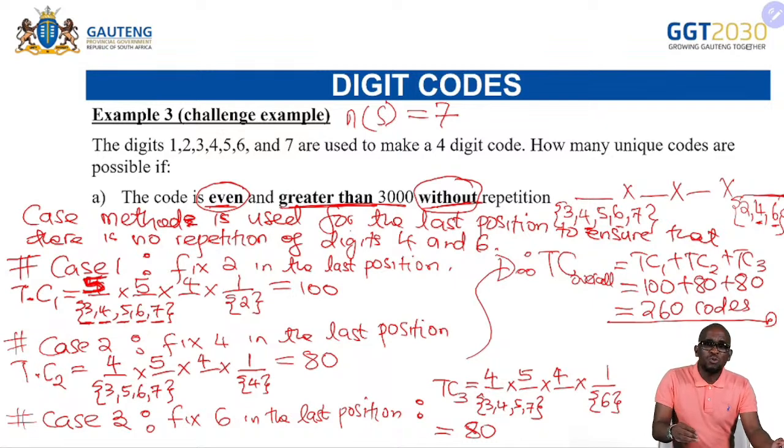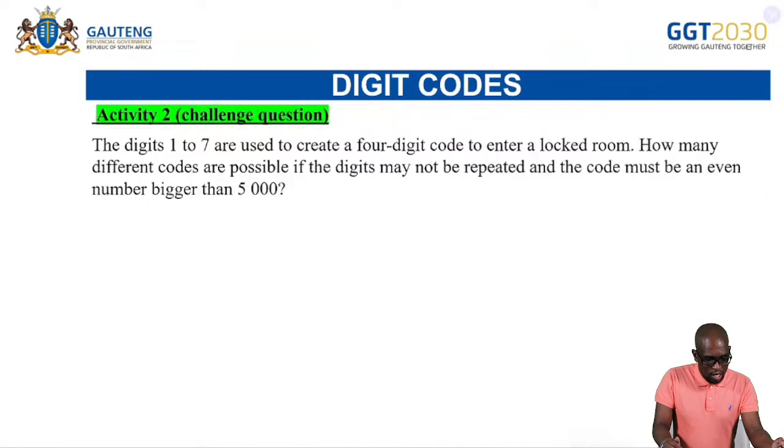Right, let us see whether you understood the use of this case method in solving this particular problem. I will give you a problem of your own to work with, and I'll give you about 3 minutes to try and solve that particular problem. Let's check that problem now. That is activity 2. It's a challenge question. You have 3 minutes to work with this problem. Please solve it to the best of your ability, and your time starts now.